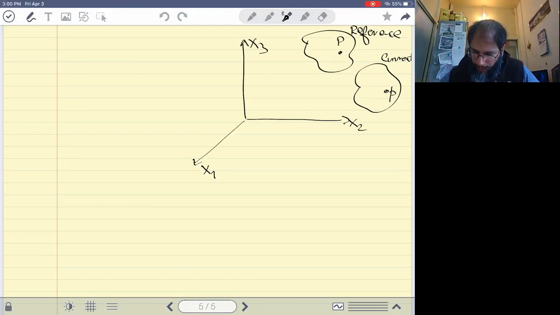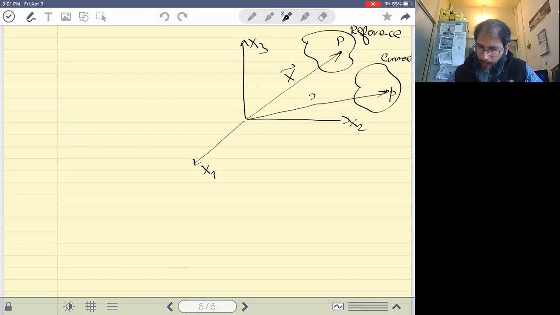So the position coordinate of capital P is denoted as capital X. Strictly you will call it capital X P, but it's an arbitrary point, so we just use capital X for the position coordinate. But for the small p, which is in the current configuration, you use small x vector.